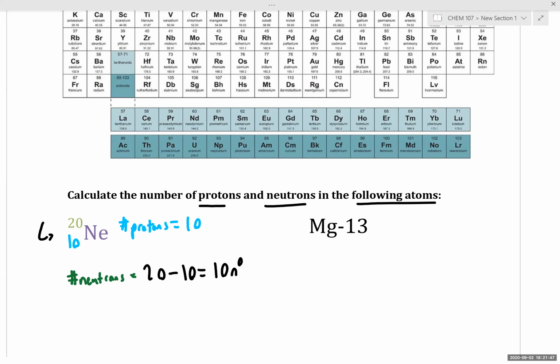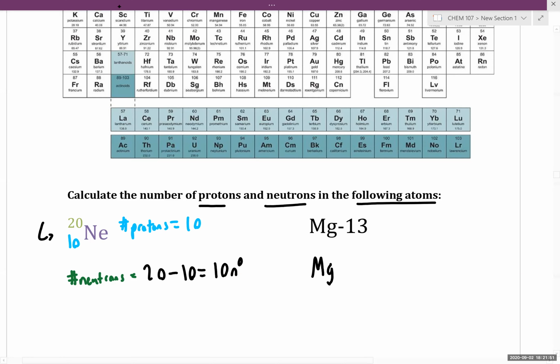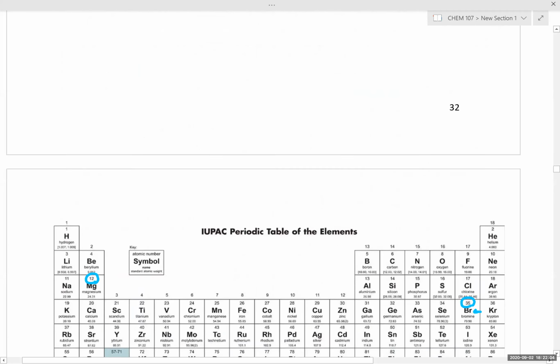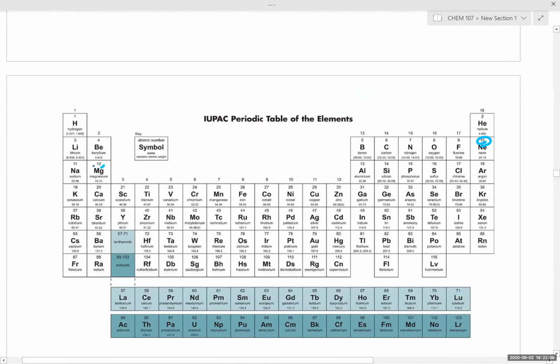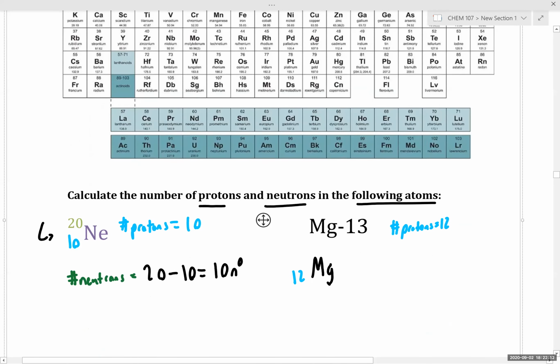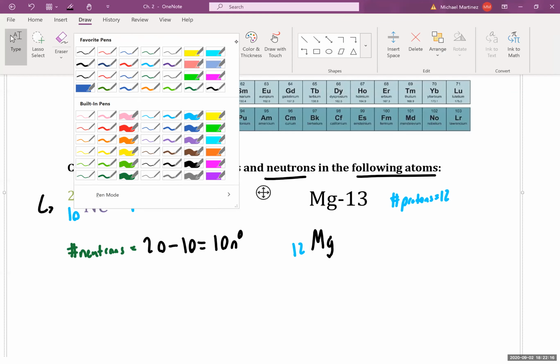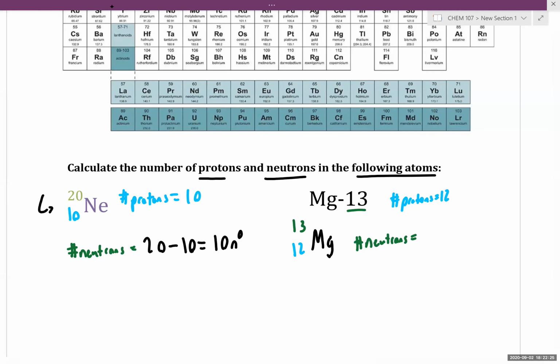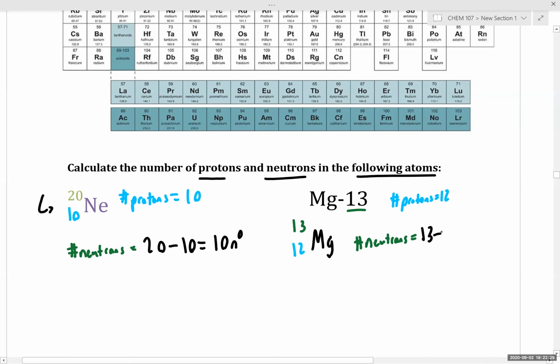Mm-hmm. Perfect. So for magnesium 13, we've already seen that magnesium's atomic number is 12, so we know our number of protons is equal to 12. Just to remind everyone of where we got that: if we look up magnesium, we see our atomic number of 12. Then the number 13 indicates our mass number. Ergo, our number of neutrons is equal to our mass number, 13, minus the number of protons, 12, which gives us one neutron for this isotope. Does this make sense to everyone so far? Any questions on this example?